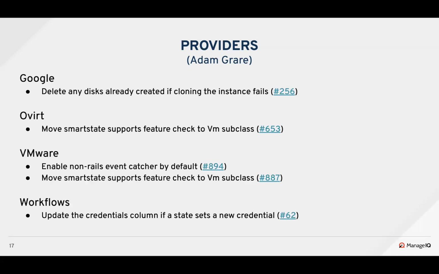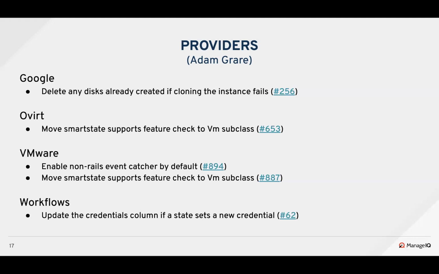For Google, we added a bug fix which cleans up any disks that got created if the instance clone fails. So for GCE, the steps to create disks is separate from cloning the instance. So if we created additional disks and the clone failed, we were leaving some disks out there, which is obviously not good. So we now delete those if the clone fails.